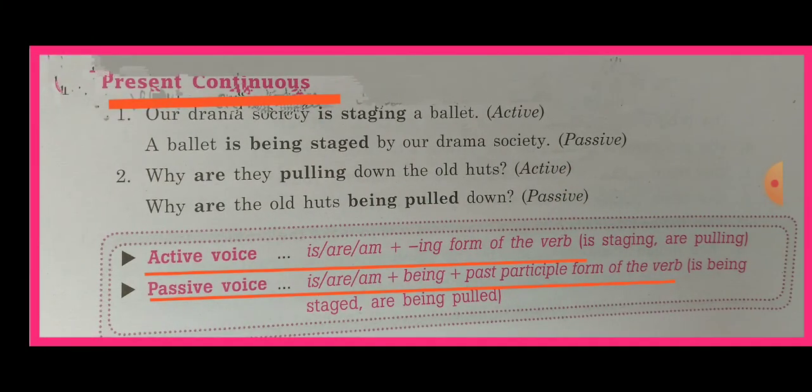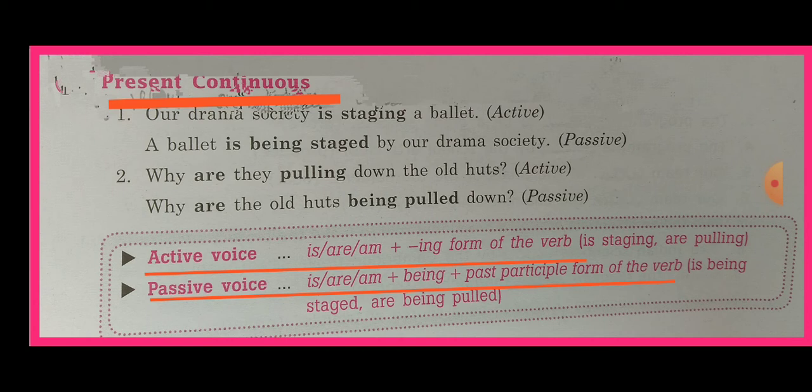Now, present continuous tense. In present continuous tense, we have the verb is, am, are plus first form plus ing. That will be changed into is, am, are plus being plus past participle. Like, our drama society is staging a ballet. Now, our verb is, am, are plus first form plus ing, so it will be changed into a ballet is being staged by our drama society. Now we are discussing the verbs only.